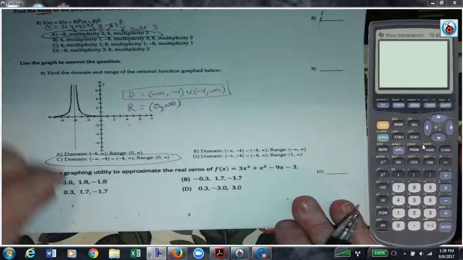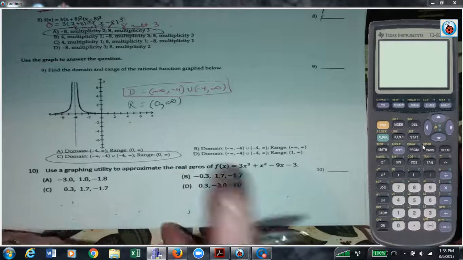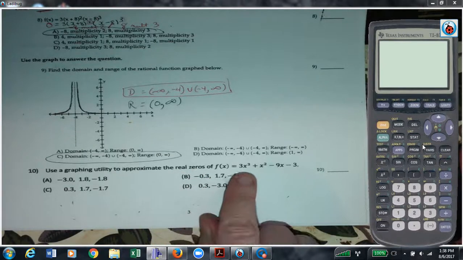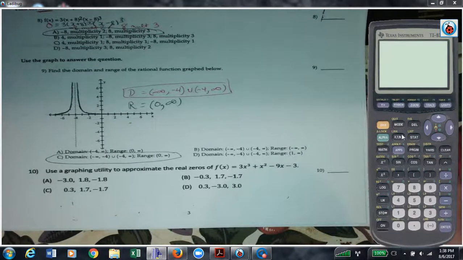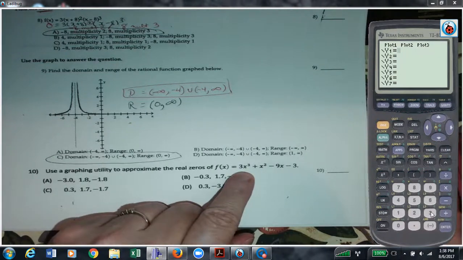Now, use a graphing utility to approximate the real zeros of 3x cubed plus x squared minus 9x minus 3. Okay. So what we want to do in here, well, first let's turn this on. Let's clear out anything old, and I want to put this in my calculator.